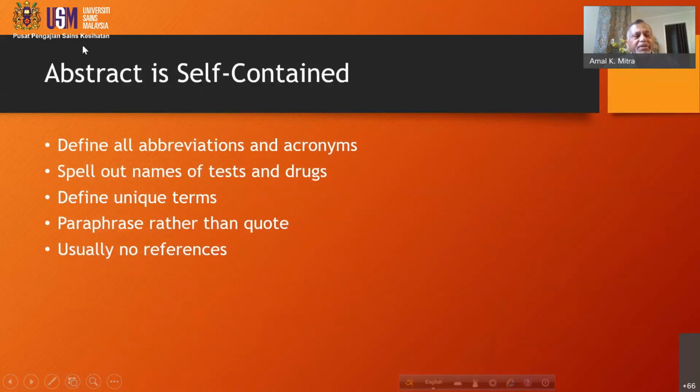So abstract is self-contained. Define all abbreviations. Do not use any abbreviations or acronyms. You can use them, but define them. Spell out names of tests or drugs. Define unique terms. Paraphrase rather than quote. Usually, we do not use any references, but I have seen very few abstracts with maybe one reference, but usually do not use any references.